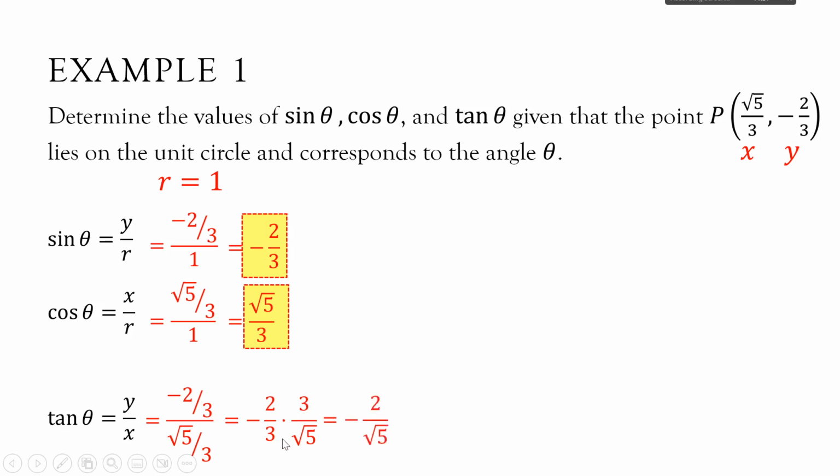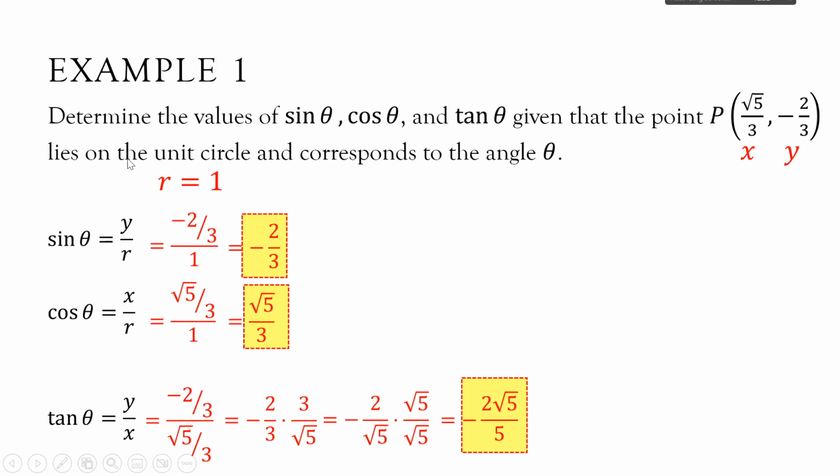Well, the 3's can cancel each other out, because I have 3 essentially divided by 3, leaving me with negative 2 over the square root of 5. And unfortunately, we don't like having a square root on the bottom, so I have to rationalize again. And we'll do that by multiplying by the square root of 5 over the square root of 5, giving me negative 2 square roots of 5 all over 5. So I've gone ahead and found these three trig values given a point on the unit circle.